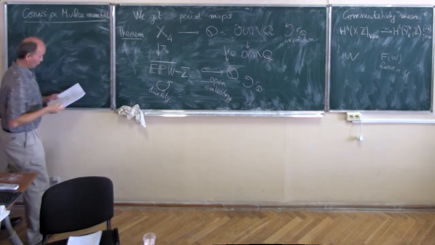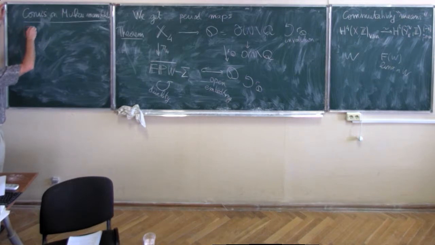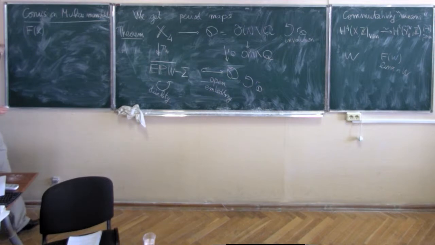I can do the construction in general. Maybe I'm not sure I will use it. So the construction is as follows. Let me call F(X) the Hilbert scheme of conics contained in X. Okay, maybe reducible, maybe non-reduced.